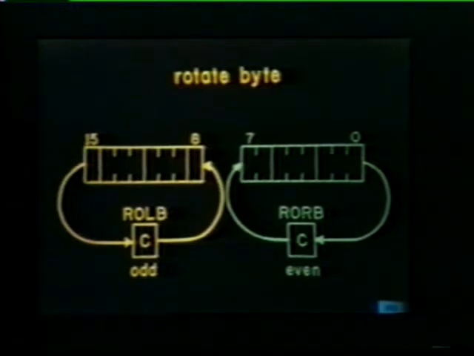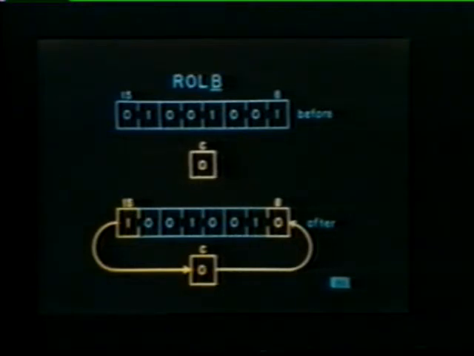Rotate instructions can also be used with bytes, just as any single operand instruction can be used with a byte. The rotate instructions, ROLB and RORB, function in an identical manner as before, the C bit forming a link between the highest and lowest bit in the selected byte. Here you see operation of a rotate left instruction on an odd byte. Bit 15 rotates into the C bit, while the C bit rotates into bit 8. Notice that the assembler mnemonic for this instruction is ROLB.